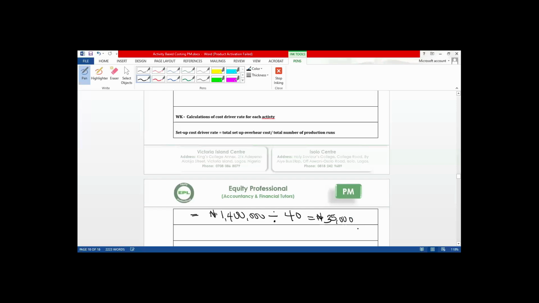35,000. But you cannot stop here. 35,000 naira per production run. If you leave your answer as 35 naira only, examiner will ignore it. Because you have divided by what? Production run. You are going to say 35 naira per production run. That is setup cost driver rate. When you are done, you can now go and allocate.